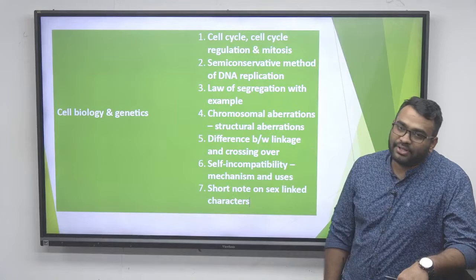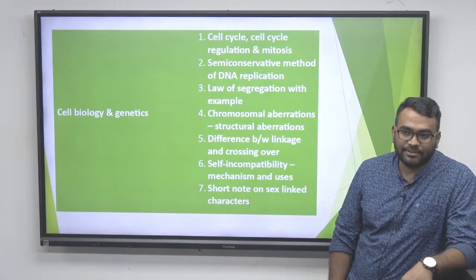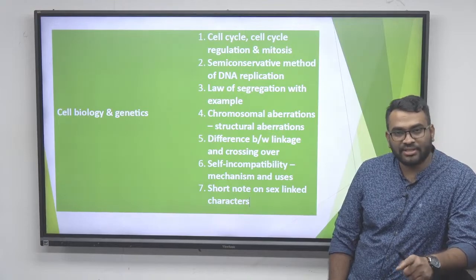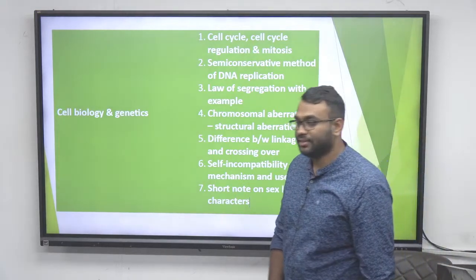Next one is chromosomal aberrations. Here either structural or numerical could be asked, but my feeling is that this year the structural aspect could be asked, that is, structural chromosomal aberrations could be asked this year, right?